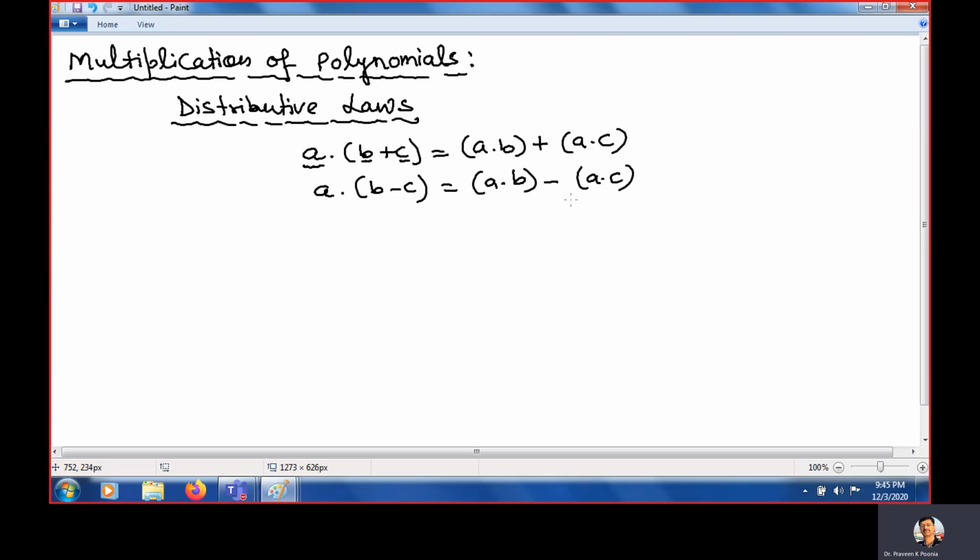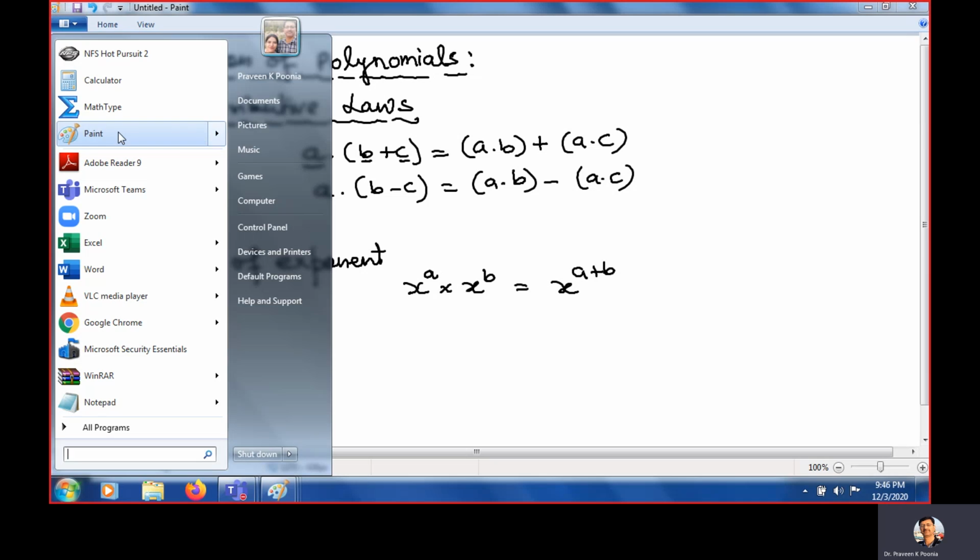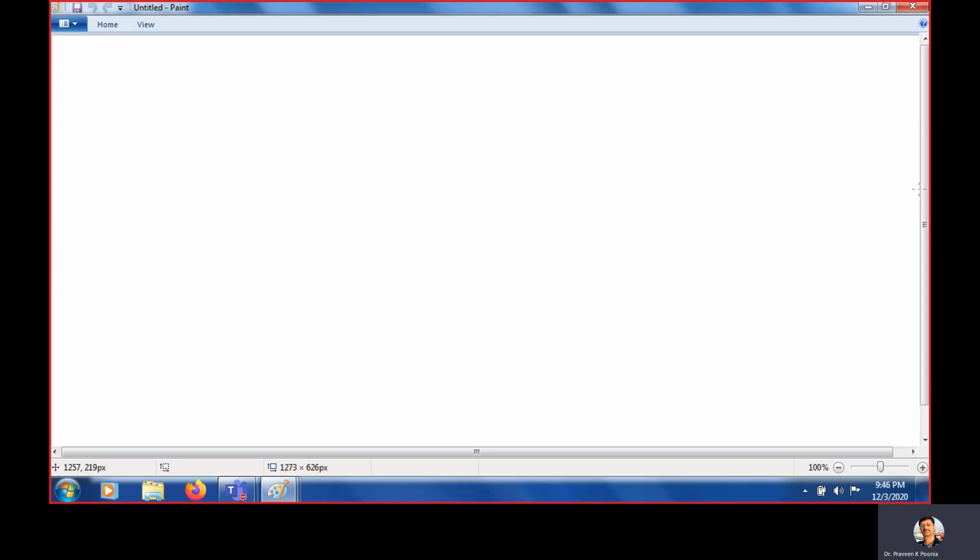Okay. One more thing you need to remember is the law of exponents that we studied in chapter 1. What is the law of exponents? Whenever we multiply x^a times x^b, meaning the base is the same x but the exponents are different, then the value is x^(a plus b), meaning the powers are added. This you need to remember. These are the two important laws while we solve questions on the multiplication of polynomials.